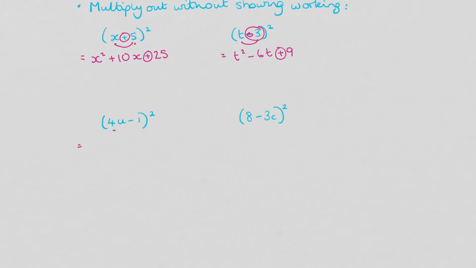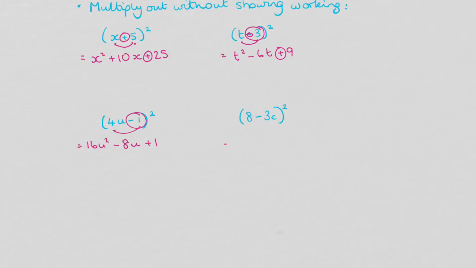Okay, the next one. So the first thing squared, 4u times 4u is 16u squared. 4u times negative 1 is negative 4u, so double that, get minus 8u, and then you square the minus 1, so minus 1 times minus 1 is plus 1.